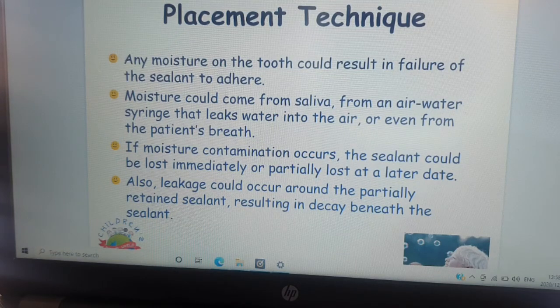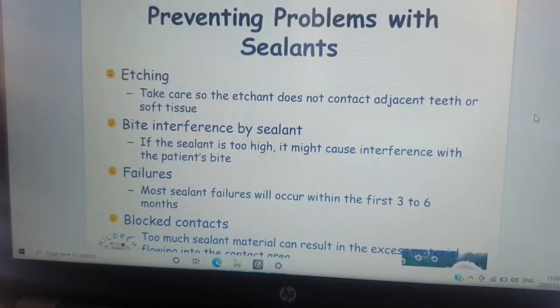The sealant could be lost immediately after curing. The moment you start doing your occlusal reductions, you'll find that the sealant pops out, or it can be lost at a later date, but basically it will get removed if the dryness is compromised. Leakage can also occur around a partially retained sealant, resulting in decay beneath the sealant.